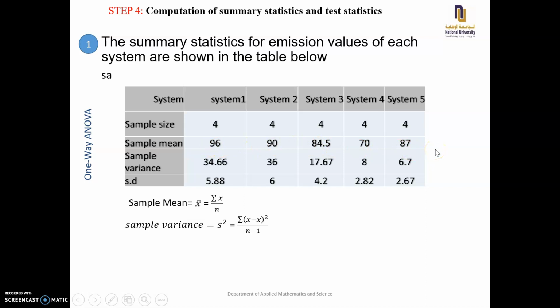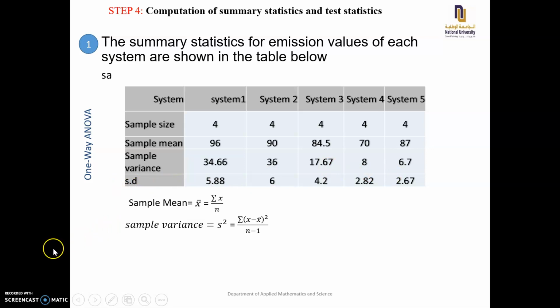You can do that by using Excel. I will show you now. So this is the sample variance. If you don't want to use Excel, you can use this formula. Summation, each value in each system you subtract from the mean, and you divide by n-1. Why n-1? This is called the degrees of freedom, because we are computing a sample variance. Once you have the sample variance, you can compute the standard deviation and get the answer.